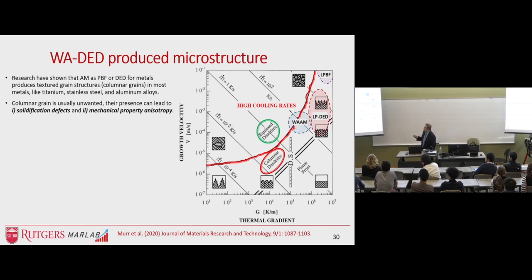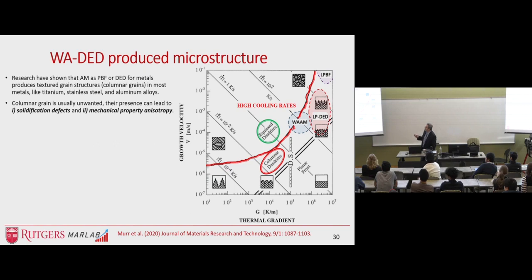So this is a very famous chart. It shows the thermal gradient on the x-axis and growth velocity on the y-axis. Many traditional manufacturing processes remain on this side because they're not very fast, and the thermal gradient is not that high. So you get equiaxed dendrites in that case. So you have high cooling rates.